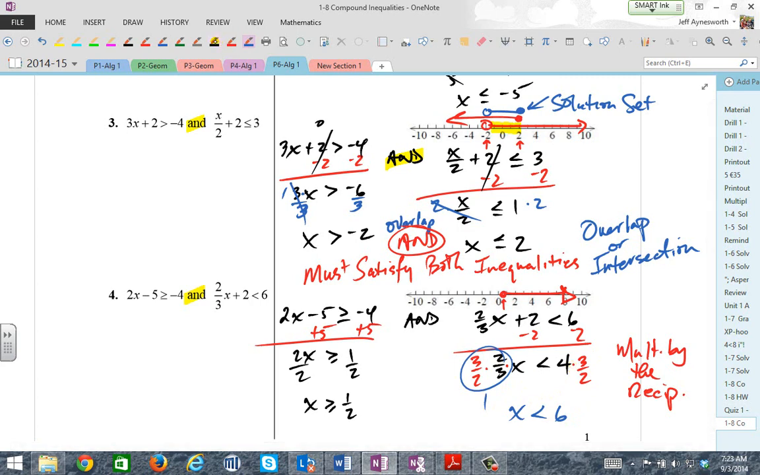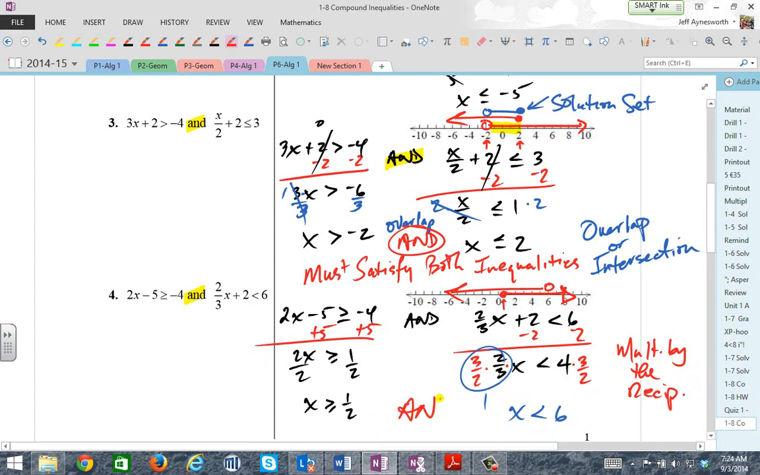So let's go ahead and graph that. So 6 is not a solution, so we're going to open at 6 and then to the left. Okay, now what do we have? We're looking for where we satisfy both. It's got to be greater than or equal to 1/2 and less than 6. Numbers like 0, or not 0. 0 is not greater than or equal to 1/2. Like 1. 1's greater than 1/2 but less than 6, and that's in here.